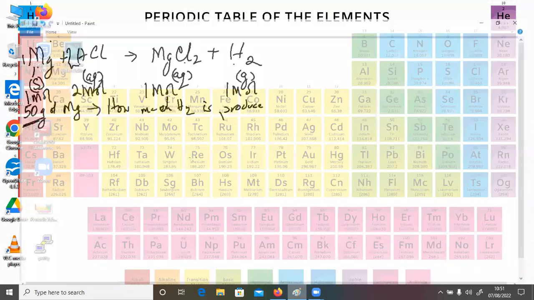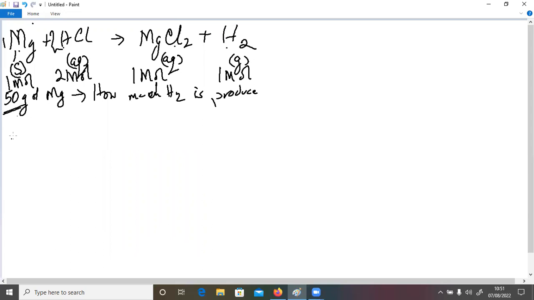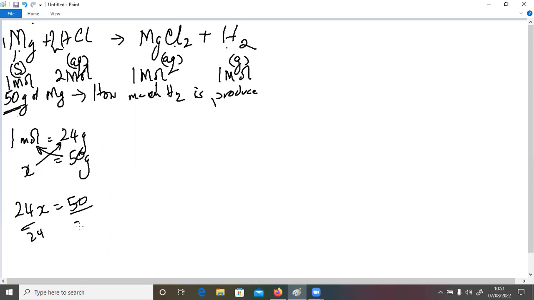So find the moles of magnesium. Remember, we said that 1 mole equals 24 grams. What about 50 grams? I mean, how many moles are there? X. Do some cross multiplication there, and we're going to get 24x equals 50, divided by 24 on both sides. This will give us our x. Let's use our calculator somewhere.